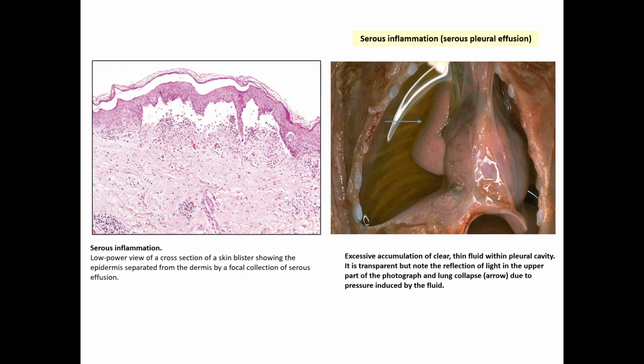On the right side, this is a serous inflammation, a serous pleural effusion, an excessive accumulation of a clear thin fluid low in protein in the pleural cavity. This is in the lung. Notice the shadow pointed by the arrow, which shows the space filled with fluid. The small piece in the center is the shrunken lung, the remaining lung due to the pressure of the effusion. It is transparent, but note the reflection of light in the upper part of the photograph. The arrow points to the collapsed lung due to the pressure induced by the fluid.